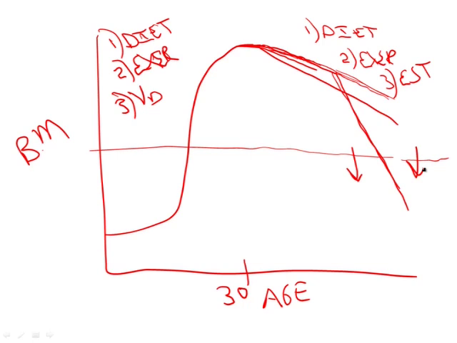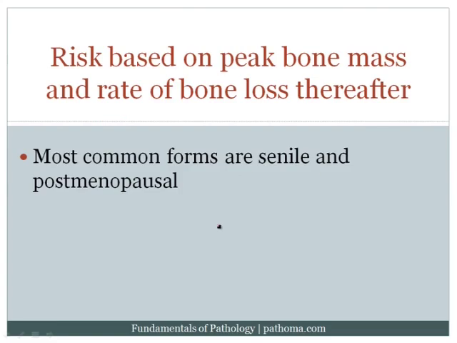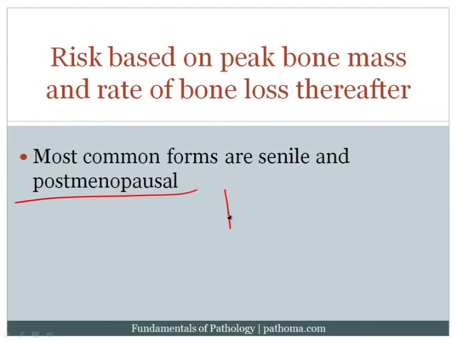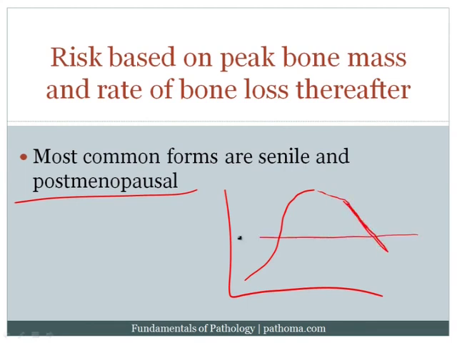Now with that background in mind, let's go back and read the text. Now the most common forms are senile. Of course, if this is your peak bone mass, then the longer you live, the more likely you are to cross that line. And also postmenopausal. And again, that is because once you get peak bone mass, estrogen helps to prevent the loss of bone. However, once estrogen is lost, after menopause, bone is lost more rapidly, and so you'll more quickly cross that line. So two most common forms, senile and postmenopausal.